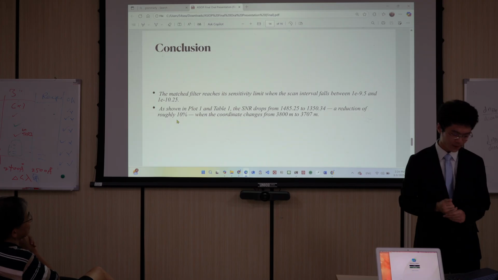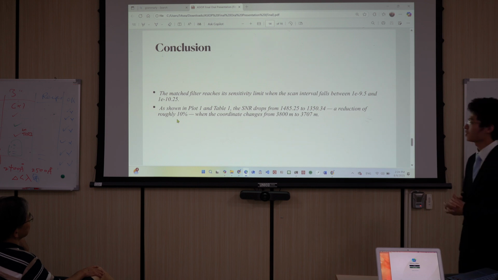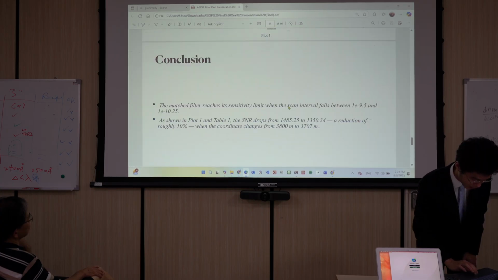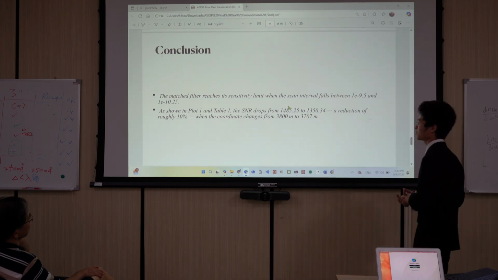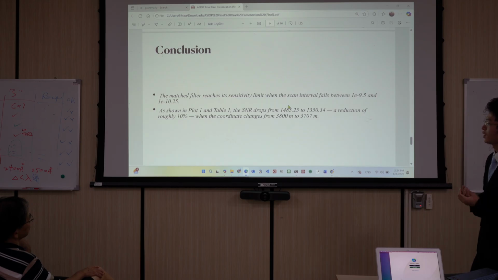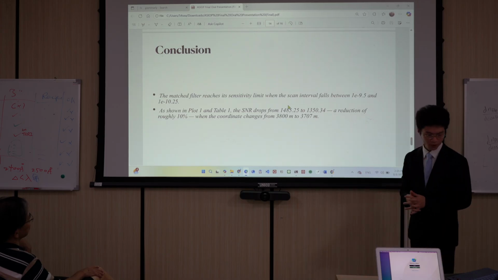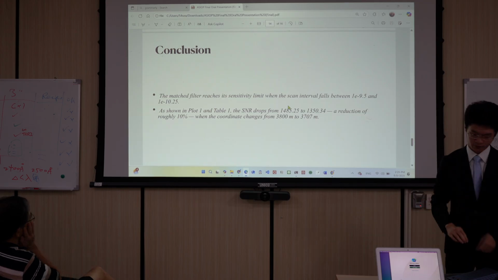All right, so the conclusion is that the match filter reaches its sensitivity limit when the scan interval falls between 10^-9.5 and 10^-10.25. As shown in plot 1 and table 1 here, the SNR dropped from this to this, a reduction of roughly 10%. And the coordinate changed to 90, so that would be the 10% decay of SNR.